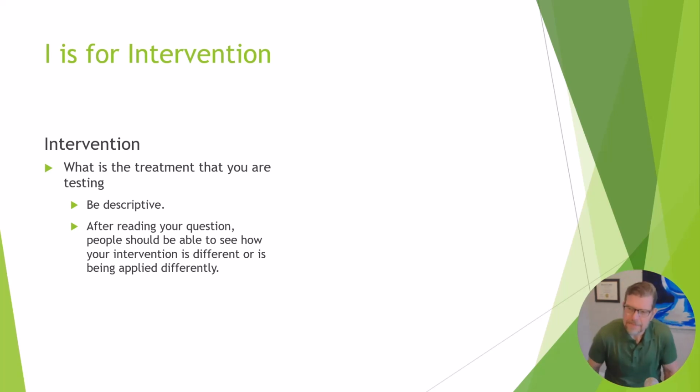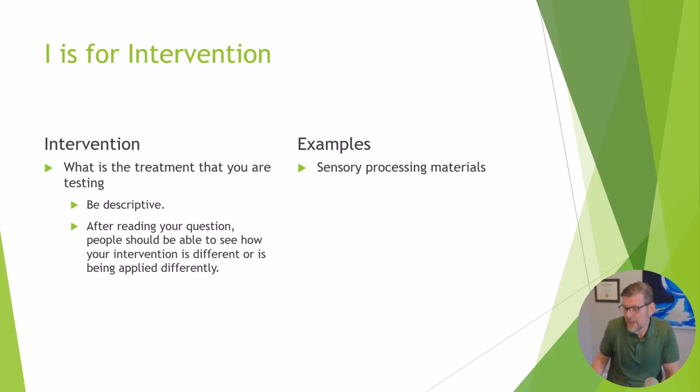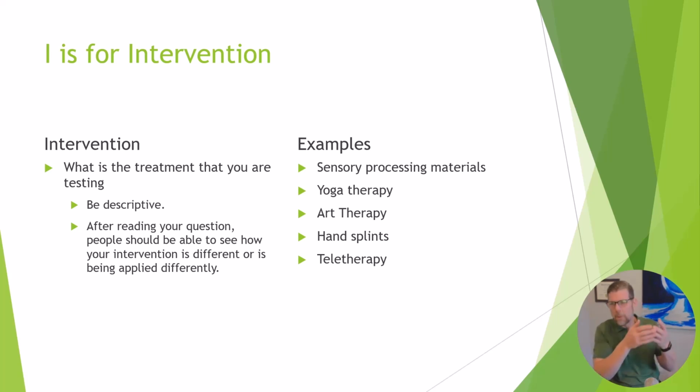Oftentimes what we're going to see, especially in the literature, is the same kind of intervention being done with a lot of different populations, or in slightly different ways in order to make the treatment more effective. And so consequently, we want to make sure that we are expressive in terms of what are the sorts of things that we're going to be doing that are in fact different from what everybody else has done. So some examples: sensory processing materials. These are interventions. Yoga therapy, another, that's an intervention. Art therapy, hand splints, teletherapy. These are what it is that we're actually going to go out and do.